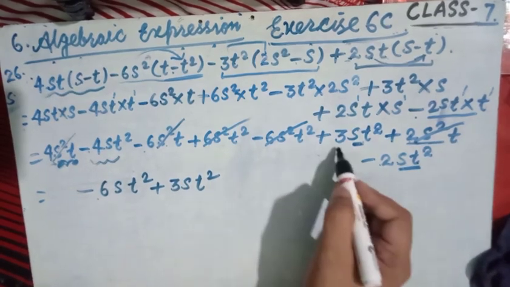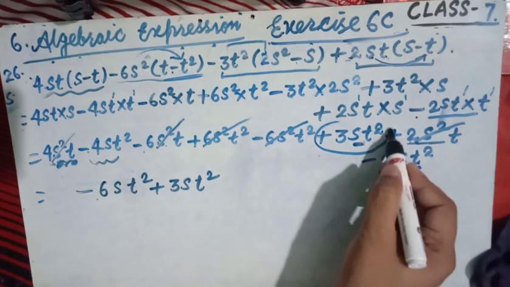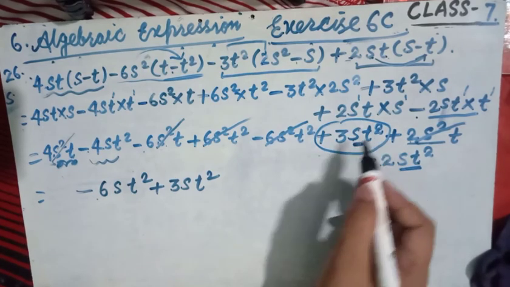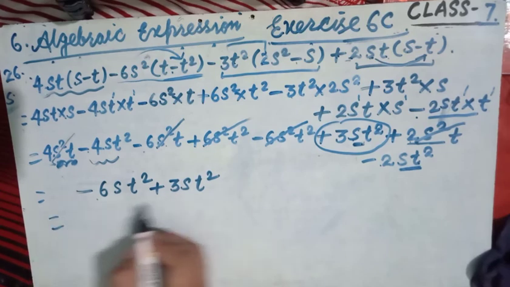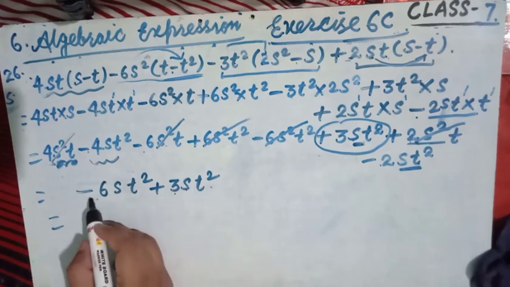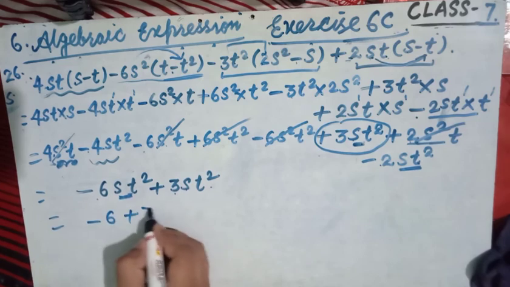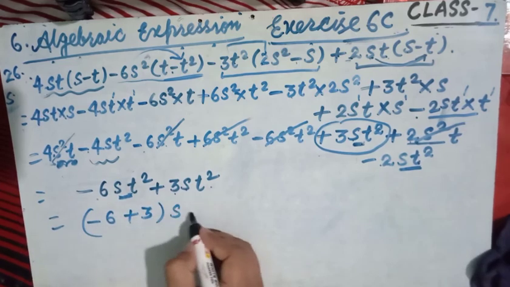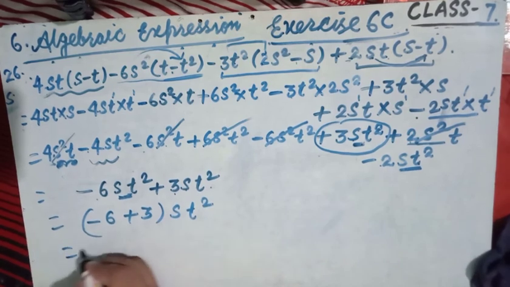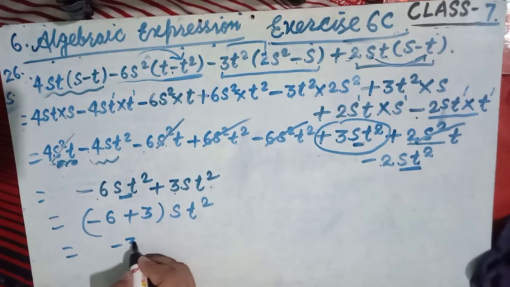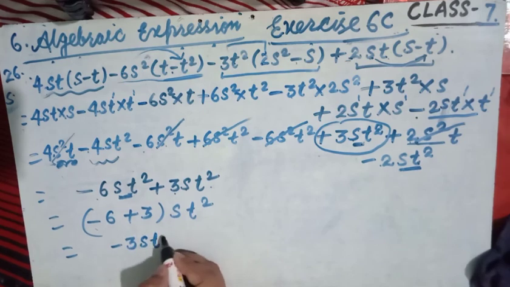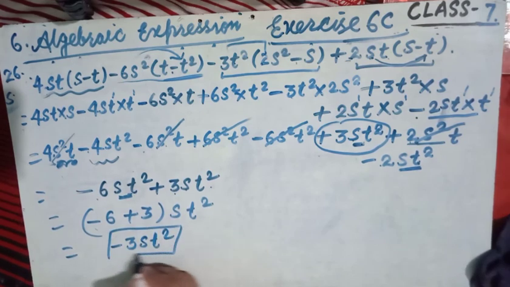Now the remaining part is here, the plus 3 st square. Here I have already written 3 st square. Now this is the same term, st square. We can write this step: take the common terms, bring outside, minus 6 plus 3 minus 3, because this is the negative sign, st square. So this is your final answer. I hope it is clear.